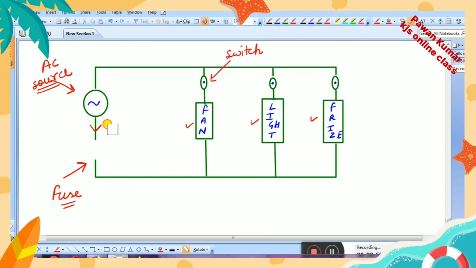Here this fuse will blow, and if this fuse will blow, what will you have? You will have a break here. If you have a break here, is it possible for the current to flow? It is not possible. That's why current will be 0. And the higher current will not go afterwards to our electrical components, and our electrical components will remain safe. That's why it is recommended to connect a fuse in series with the AC source, or the wires through which you are getting AC to your home.